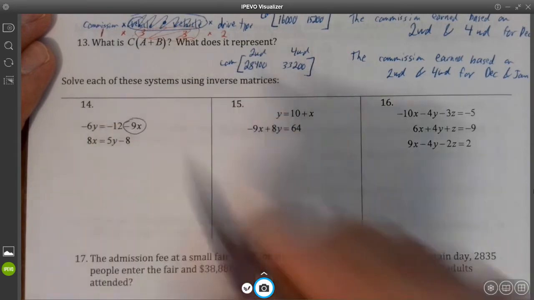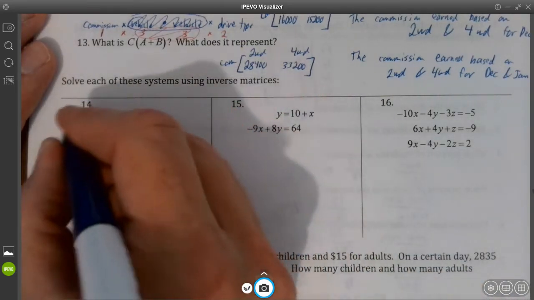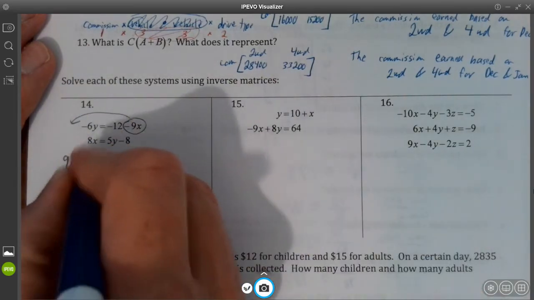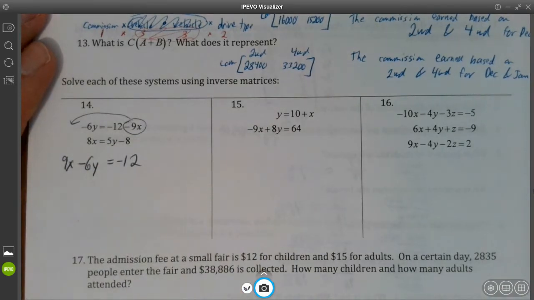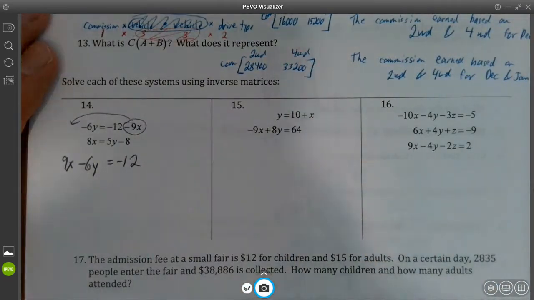That negative 9x, I'm sorry, is in the wrong place. It's going to move to this side, and that's going to be 9x minus 6y equals negative 12. I know this is a huge transition from what we just did. I realize it's a major jump from here to here, but we're going somewhere with some of these.